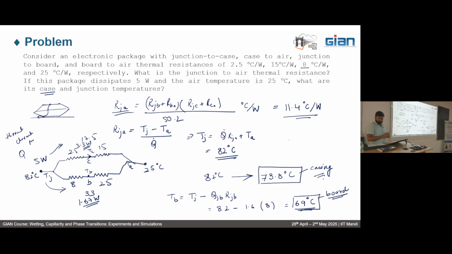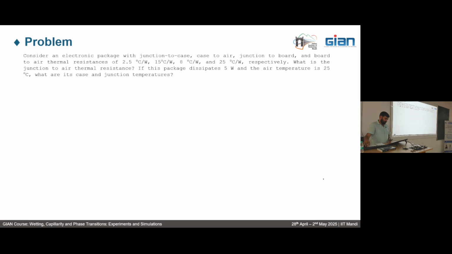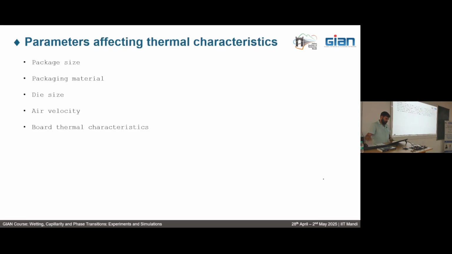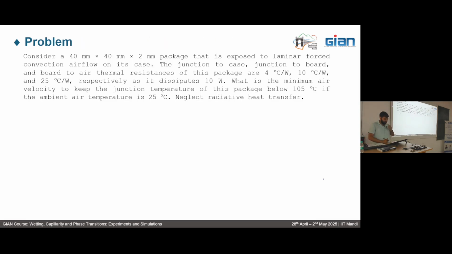We'll do a similar problem. अच्छा ये तो हमने एक पेज में कर लिया. ठीक है. So in this case we have a 40 mm by 40 mm by 2 mm package that is exposed to laminar forced convection airflow on its case.